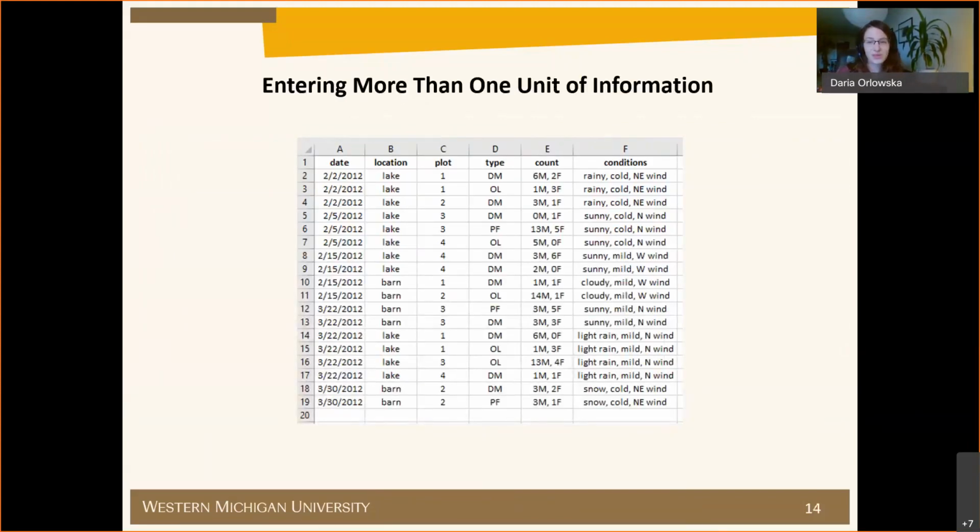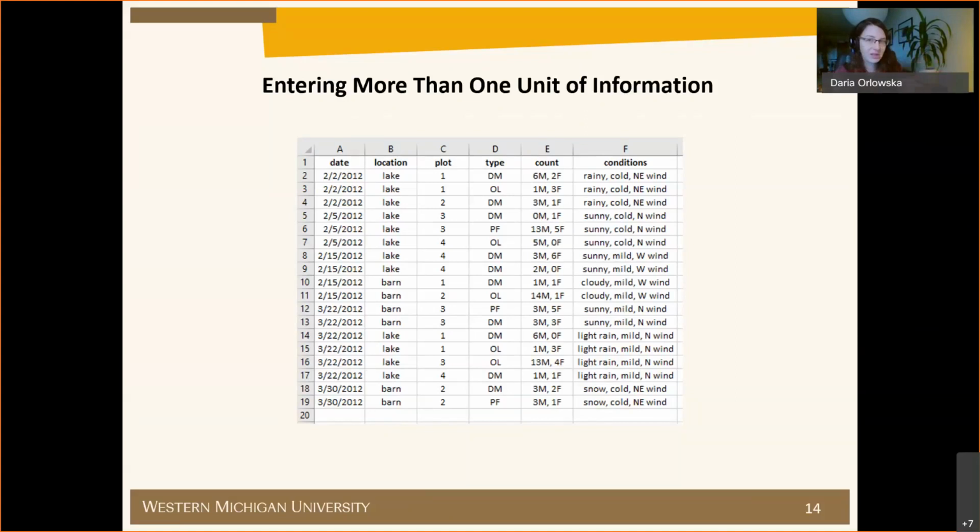Entering more than one unit of information. What stands out to you in this spreadsheet? What is something that can be improved upon? Column E, count, yeah. So you have something that says 6M to 2F for the second row, presumably meaning, in this case, 6 males, 2 females.